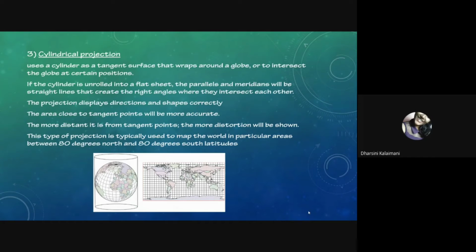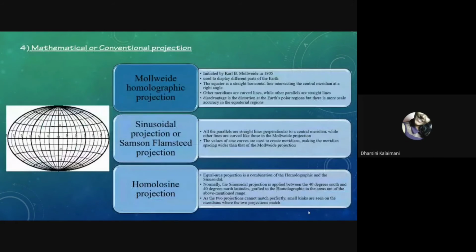This type of projection is typically used to map the world in areas between 80 degrees north and 80 degrees south latitudes. Number four is mathematical or conventional projection. There are three types of projection. First is Mollweide, a homolographic projection. This projection was initiated by Carl B. Mollweide in 1805.